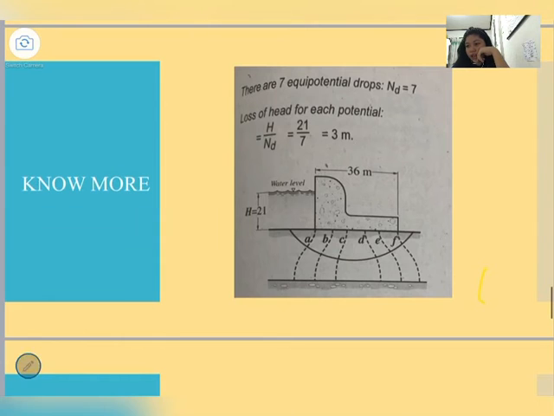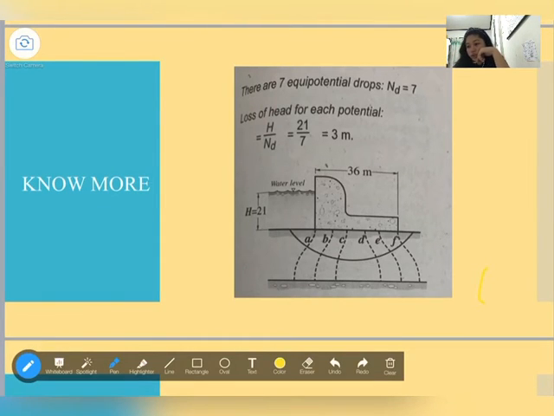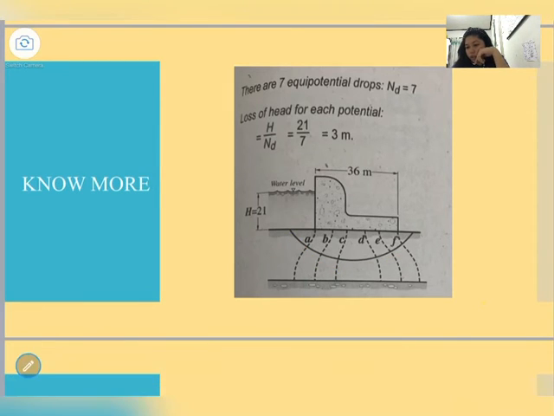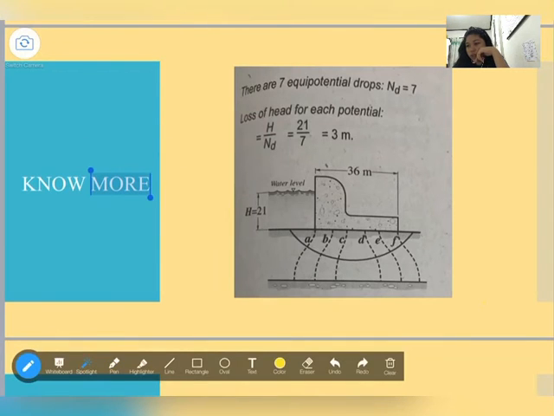In getting the head loss for each potential drop, it is just H over N_D. As I said earlier, if you have only one water level, you'll be using that one. So this is the formula.